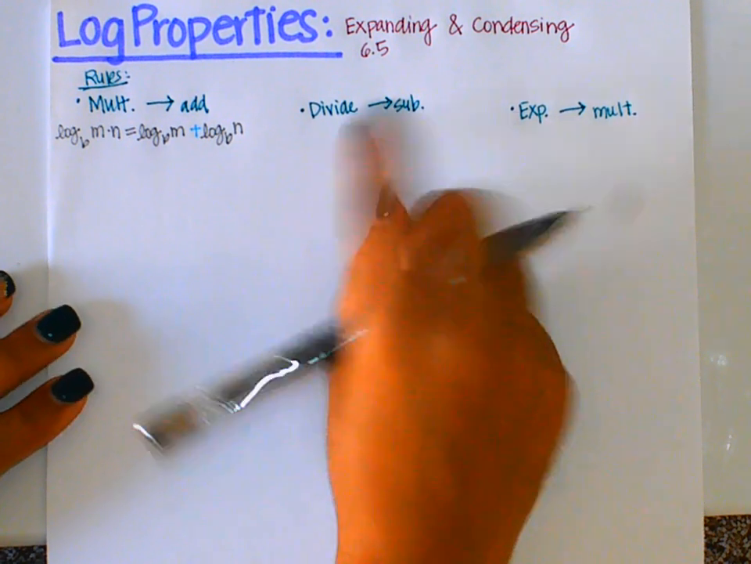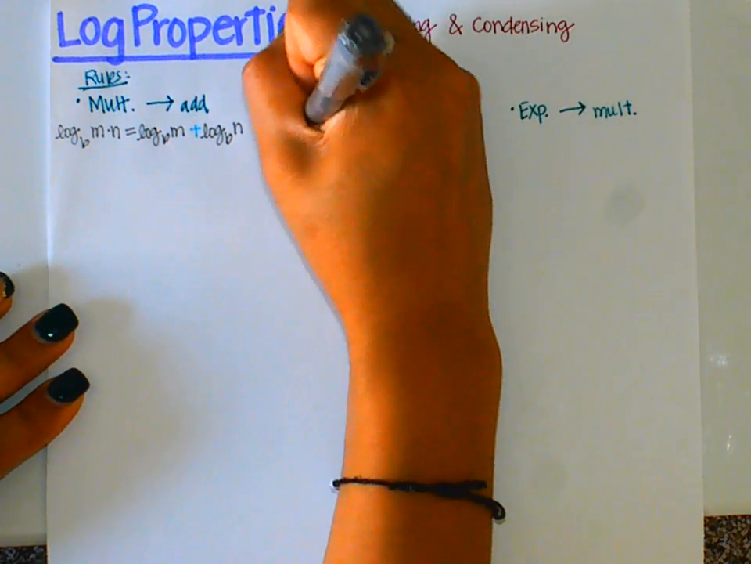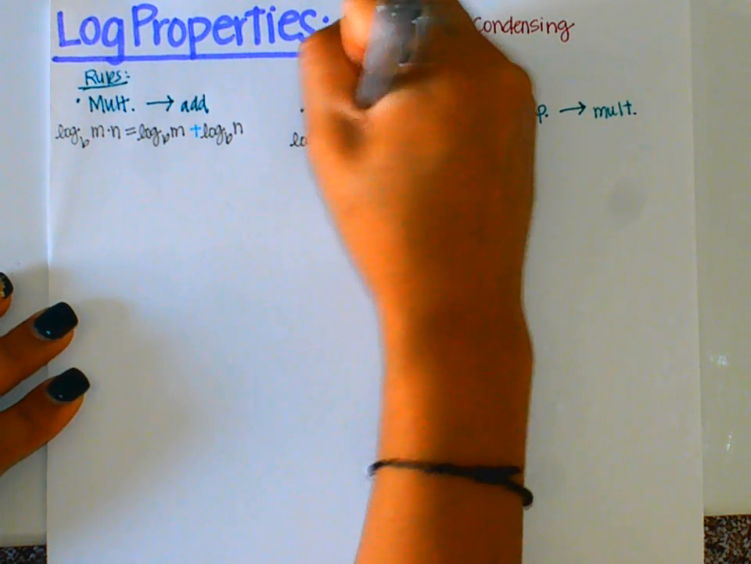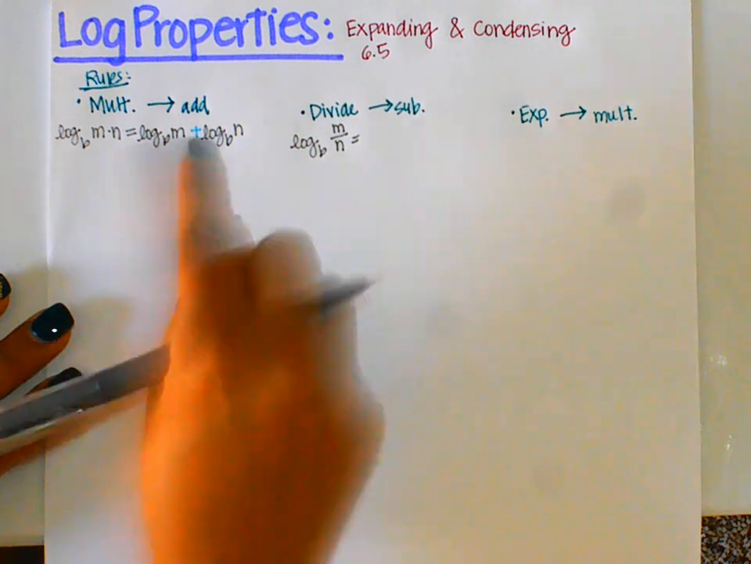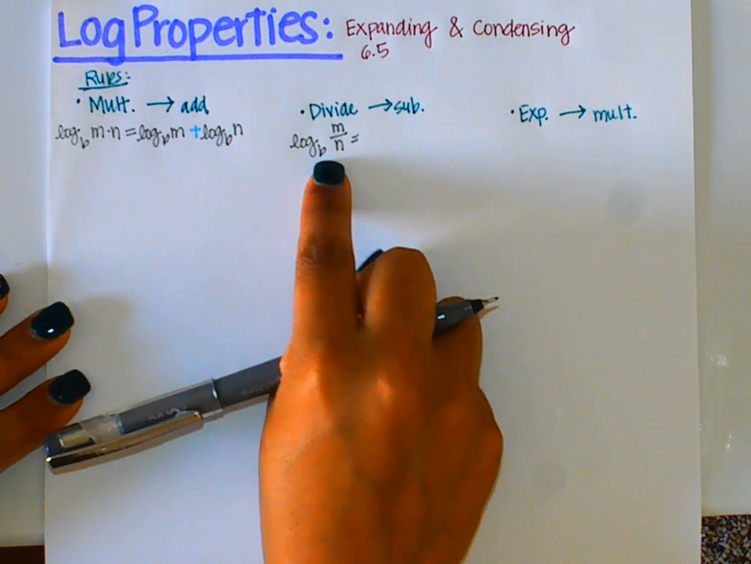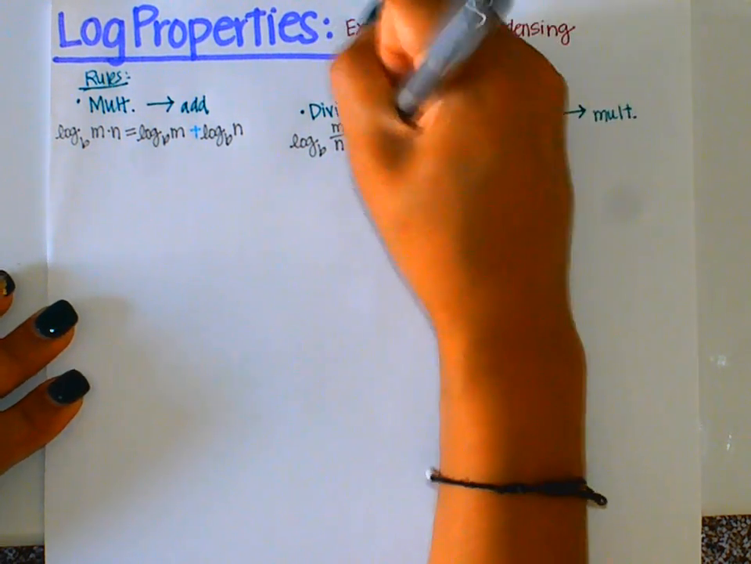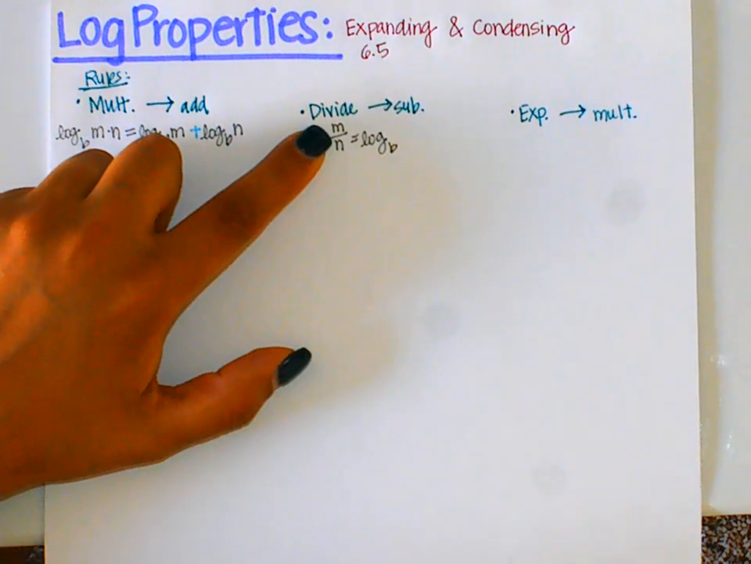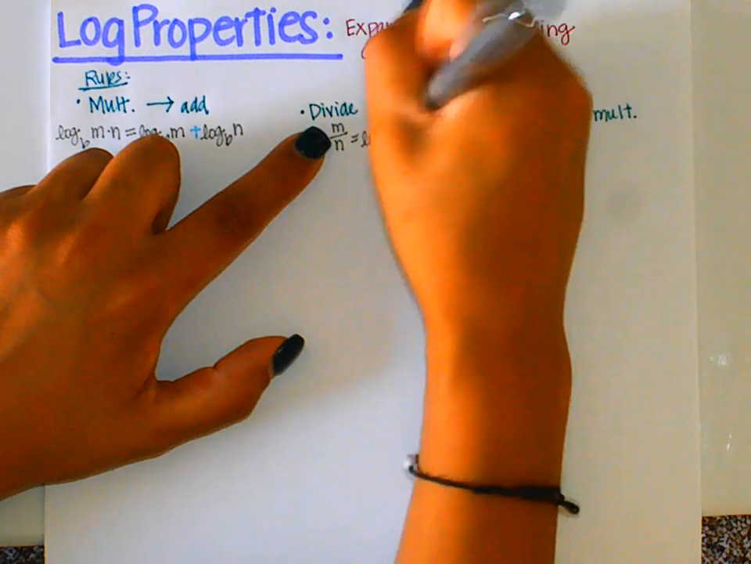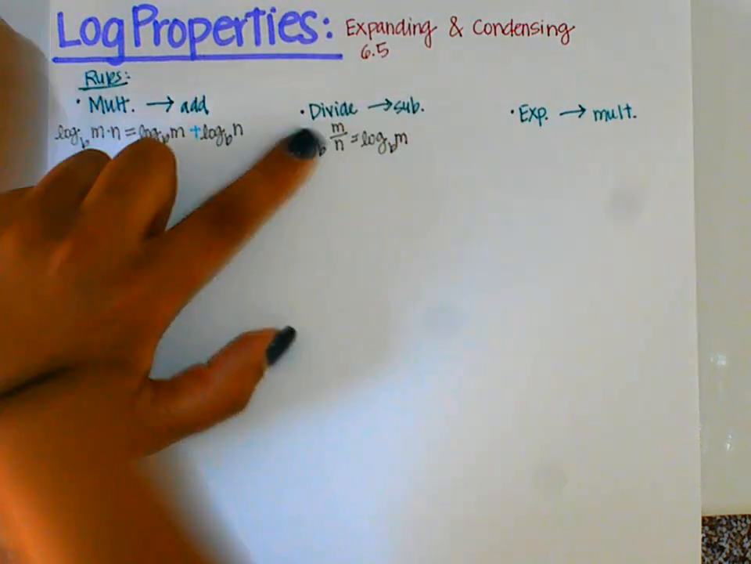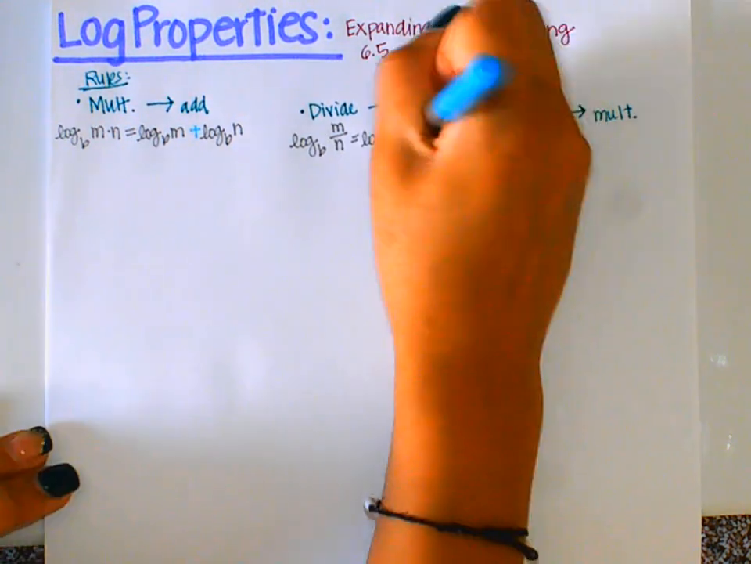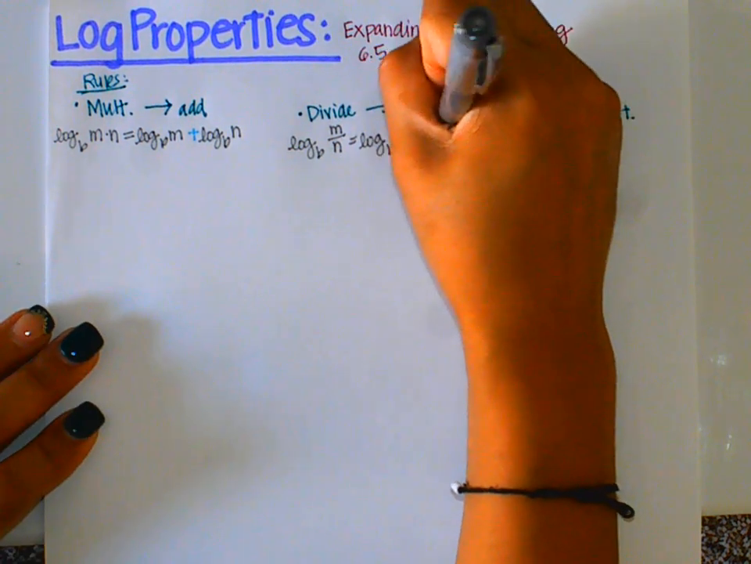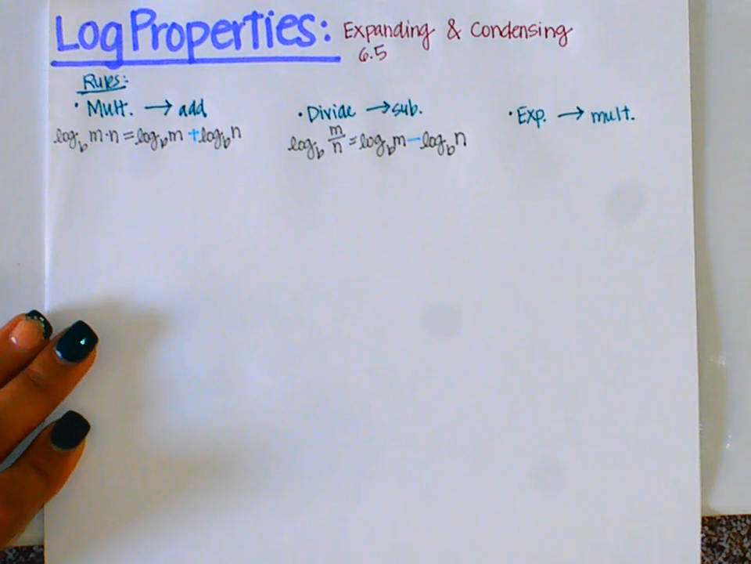Now let's do division. Let's say I have log base b of m over n. So here we had multiplication, here we have division. We're going to combine these with subtraction. So again, take log base b, and we're always going to do the numerator first, of m, minus log base b of n.